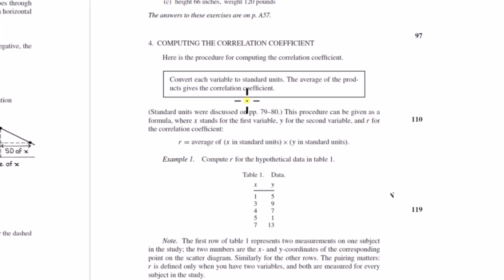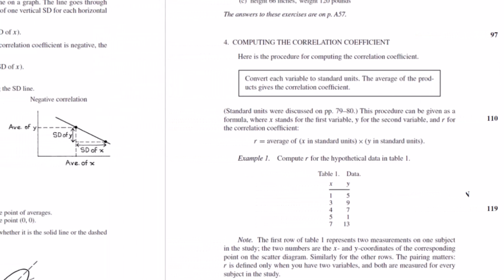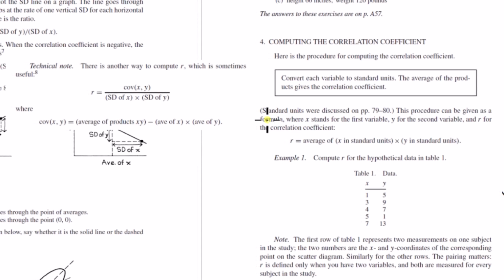If you Googled how to compute the correlation coefficient between two variables, what you'll typically see is this formula here, which they show at the end of this section. It says there's another way to compute R, which is sometimes useful. You take the covariance of the two variables divided by the standard deviation of X times the standard deviation of Y, where this is the covariance.